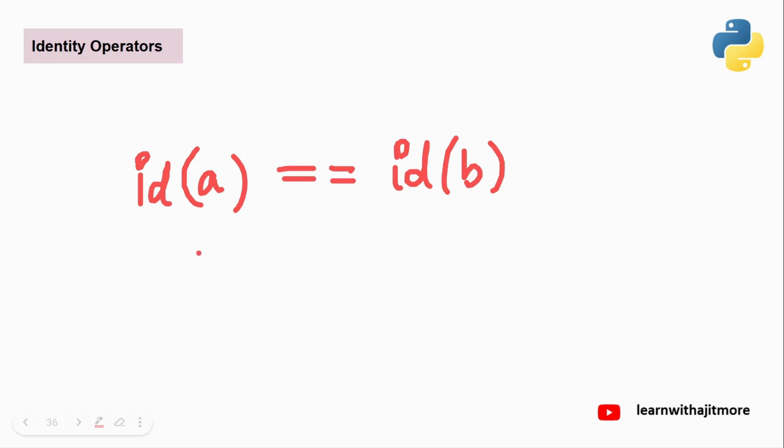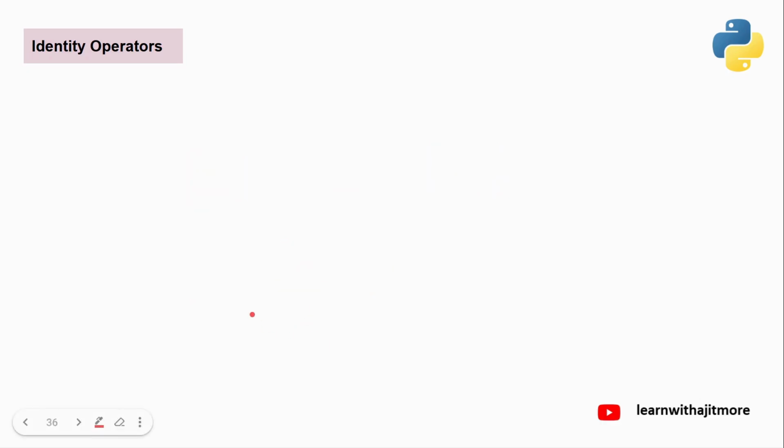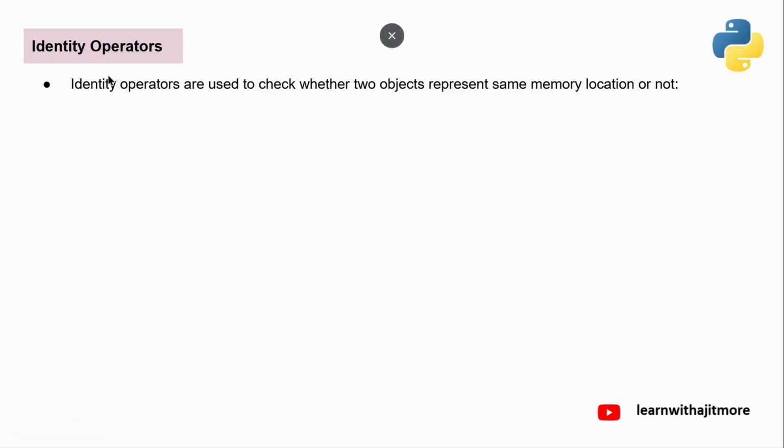Getting? So instead of doing this lengthy operation, getting the address of A, then the address of B, and then comparing those addresses, Python has directly given the is operator. Directly you can say A is B. So if A and B both represent the same address, it will give you true, otherwise false. So that's simple, this operator is. Identity operators are used to check whether two objects represent the same memory location.